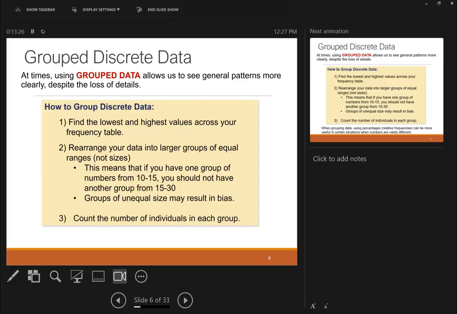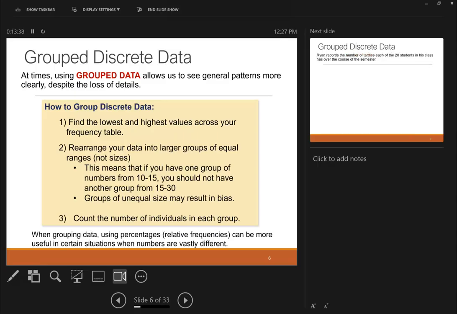Once you've made your groups, you just count up how many people are in each group. Again, they should be of equal width, and you want to be careful to make sure it's clear where the boundary values go.